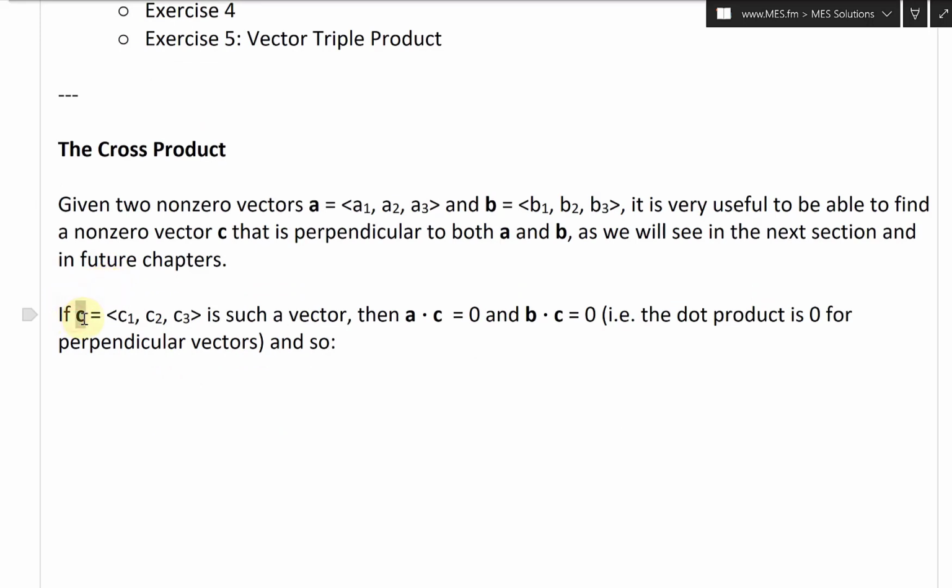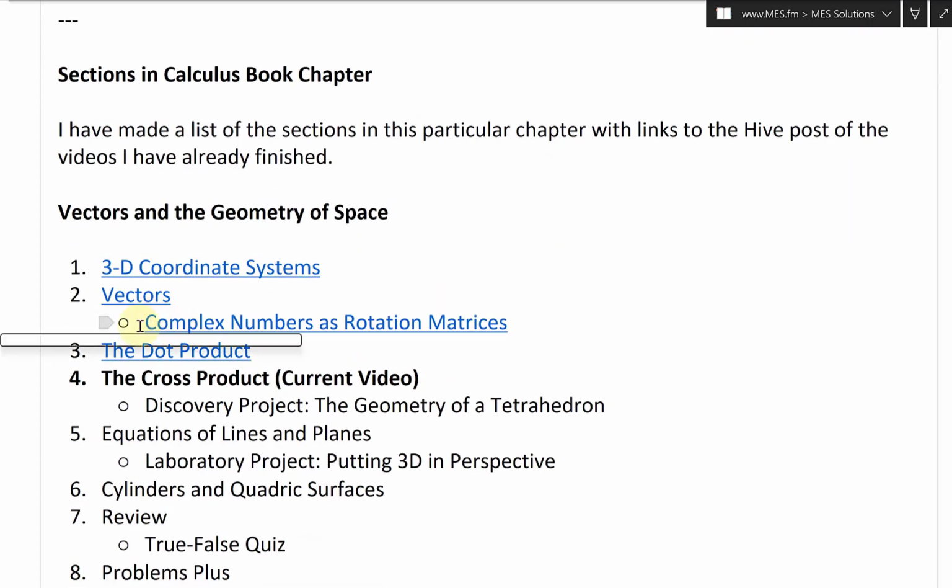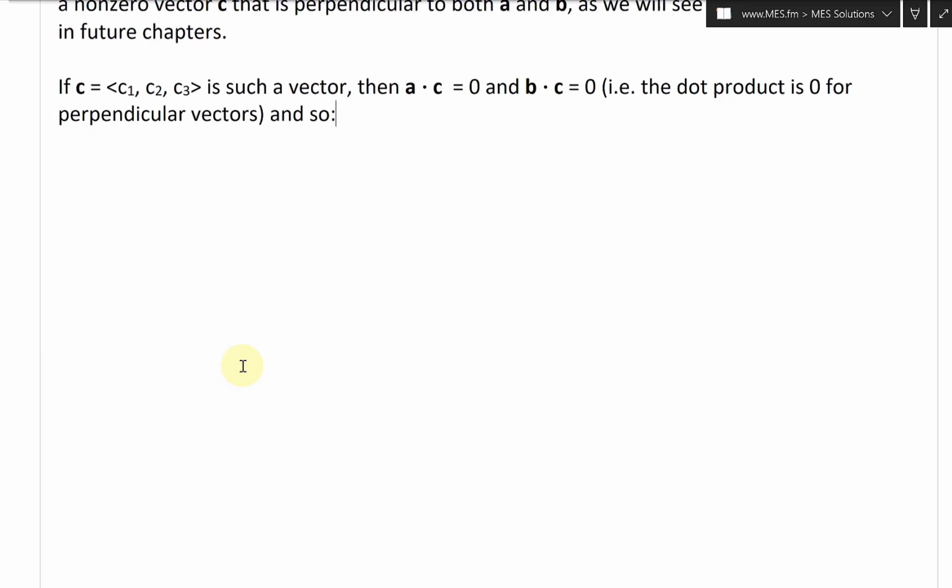So if C is equal to C1, C2, and C3, and let's say this is such a vector that is perpendicular to both A and B, then A dot C, so the dot product, has to equal 0, and B dot C has to equal 0, i.e. the dot product is 0 for perpendicular vectors, as in my earlier video on the dot products. Make sure to watch that one over there. So it has to equal 0.